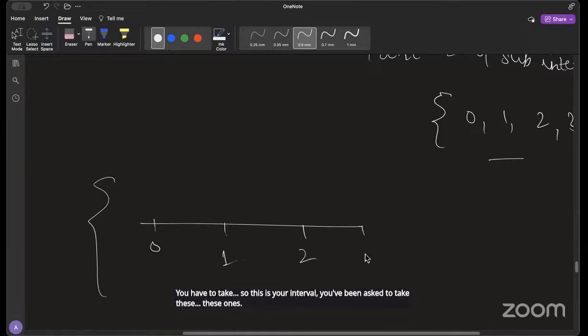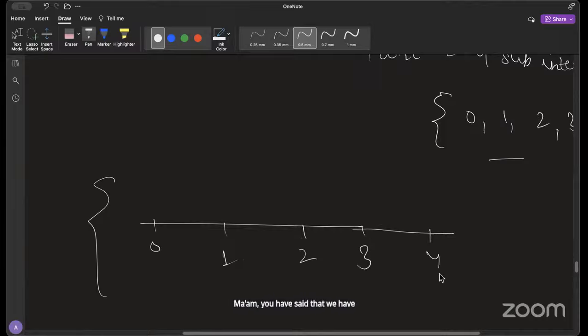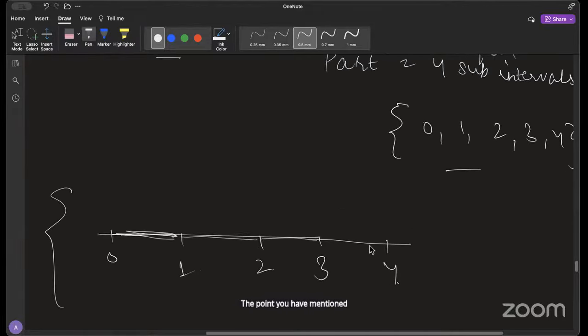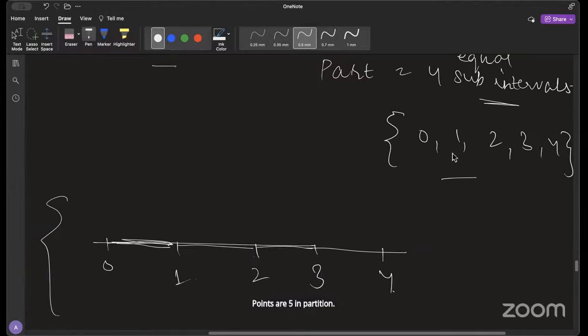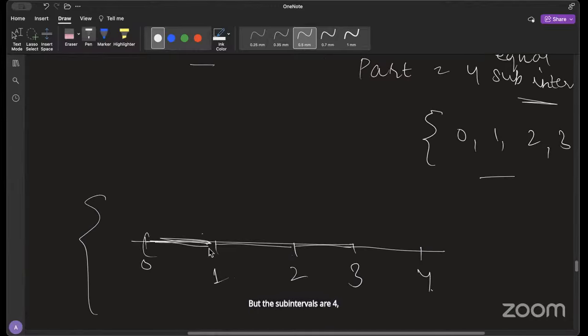Ma'am, you have said that we have to take 4 equal subintervals, right? Yes, the subintervals are equal. 4 equal subintervals, not the points in the partition. Points are 5 in the partition, but the subintervals are 4, right? This is the first, this is the second, this is the third, and this is the fourth.